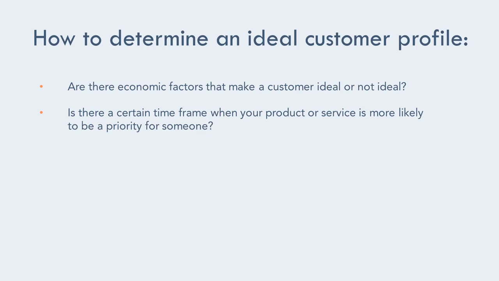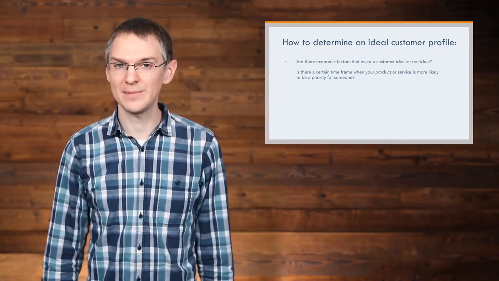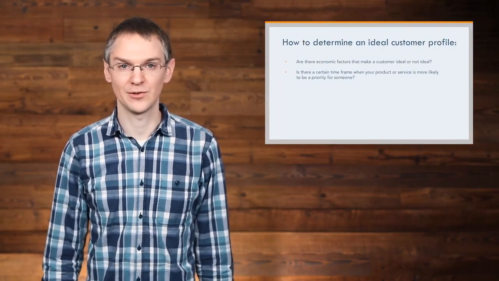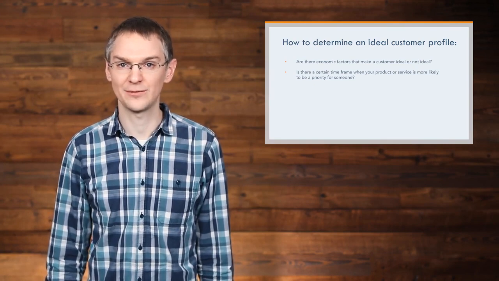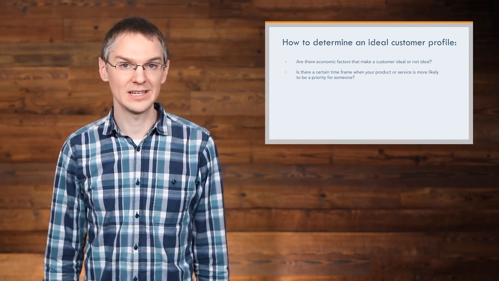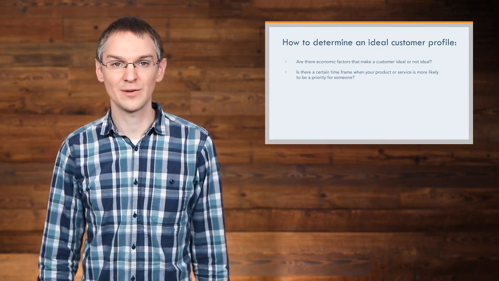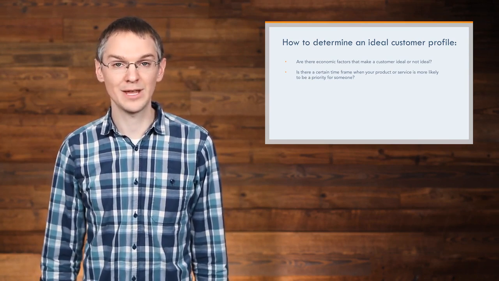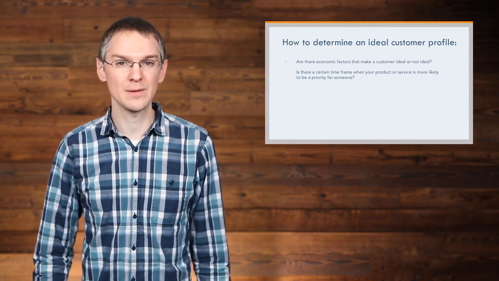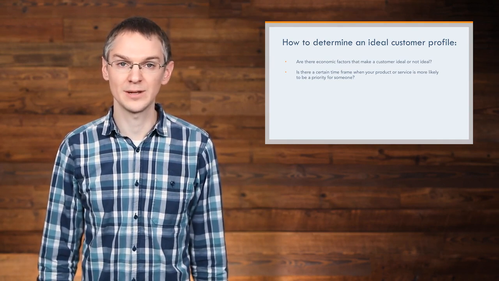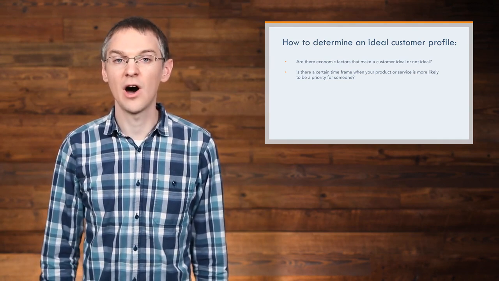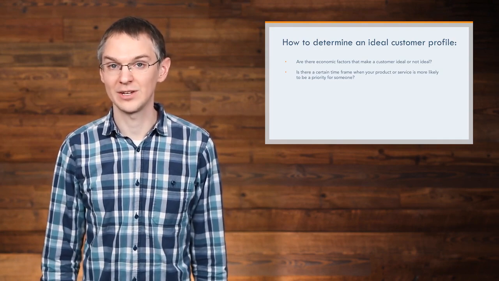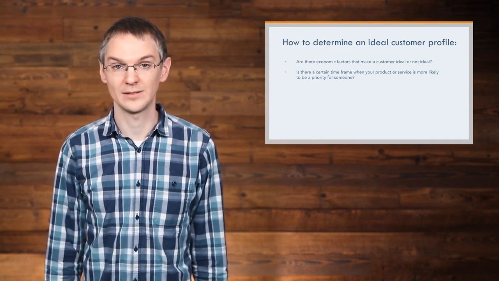Second, is there a certain time frame when your product or service is more likely to be a priority for someone? If you're a B2B seller, there might be certain phases in a company's development or growth when your offering is especially helpful or relevant. Similarly, in a B2C context, your offering might appeal more to people in a particular phase of life. In both B2B and B2C selling, there might be seasonality factors that affect your ability to sell to your prospects. All of this information should be included in your ideal customer profile.